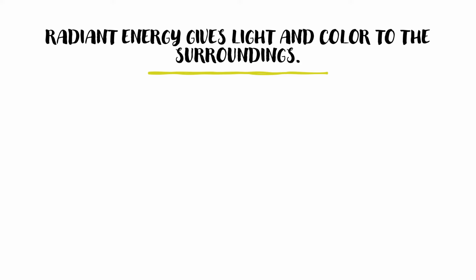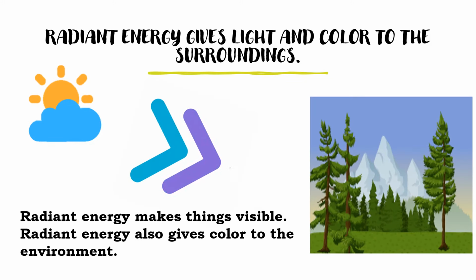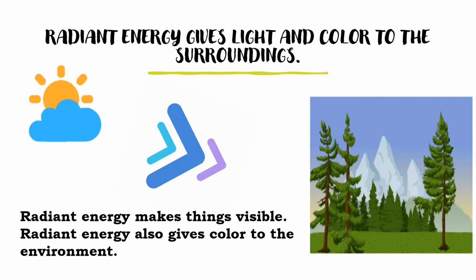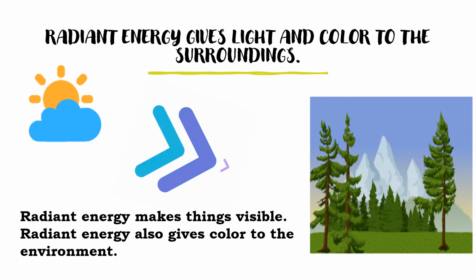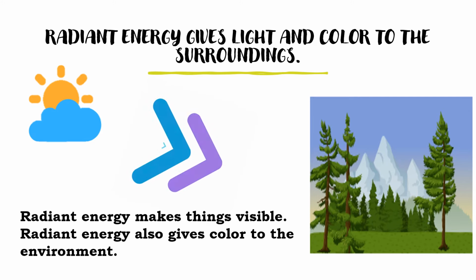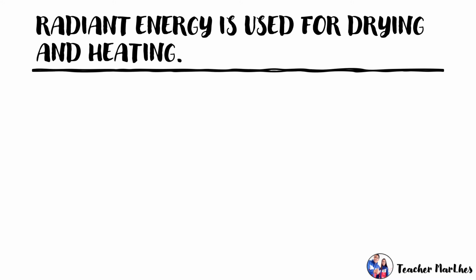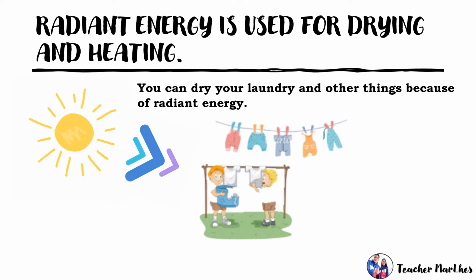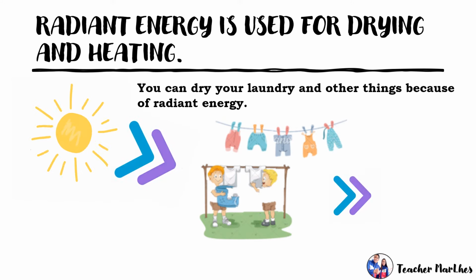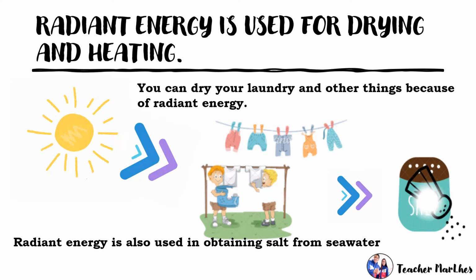Let us look at our illustration. So, radiant energy makes things visible. Radiant energy also gives color to the environment. So, the sun gives color to the surroundings. Another example is, radiant energy is used for drying and heating. So, let us look at this illustration. You can dry your laundry and other things because of radiant energy. Radiant energy is also used in obtaining salt from seawater.